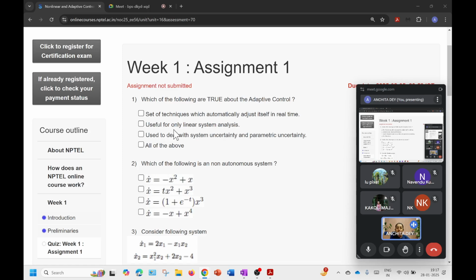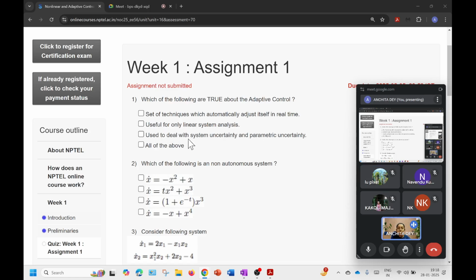Then we have, useful for only linear system analysis. So any idea about this answer? Yeah, so this option is wrong. Right. So this option is wrong. It can be applied to linear as well as non-linear systems.